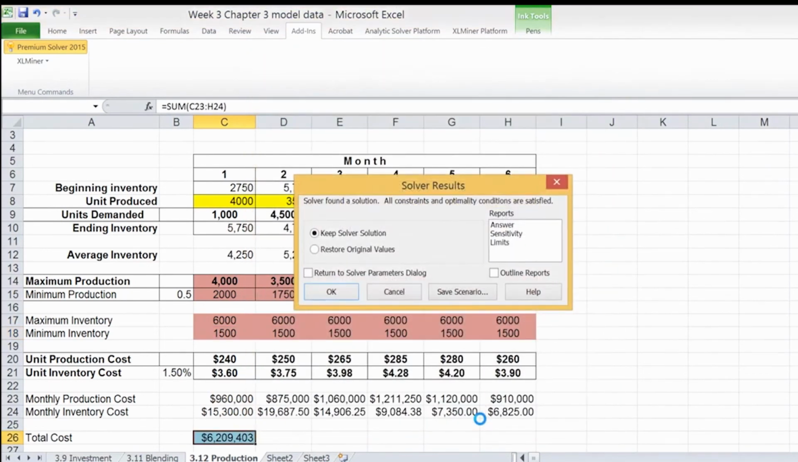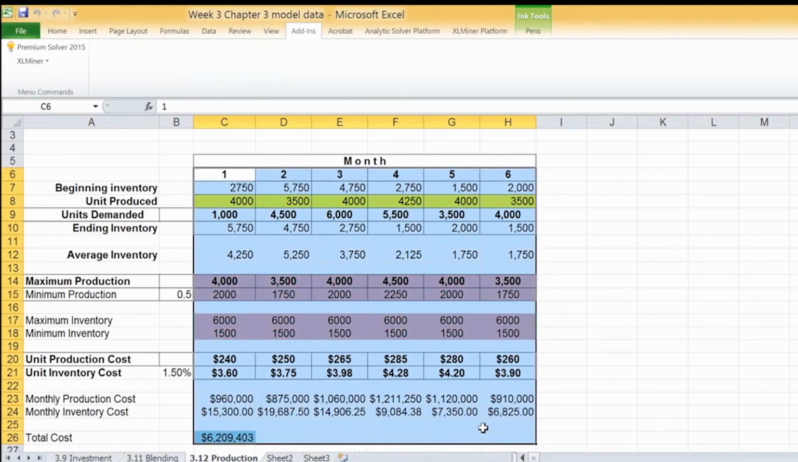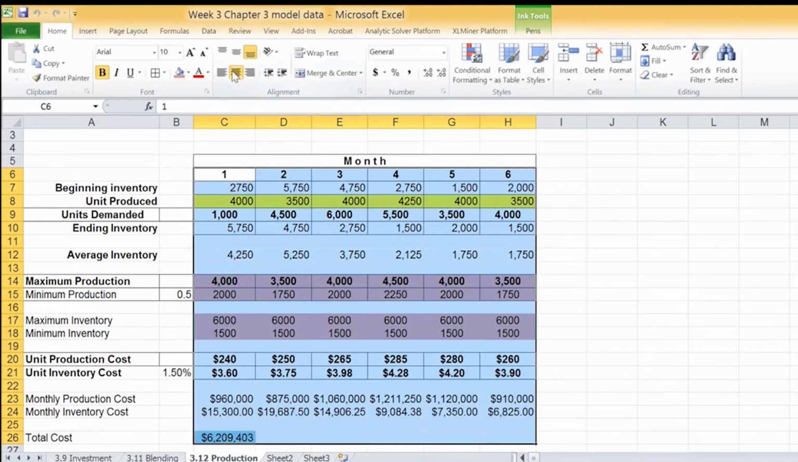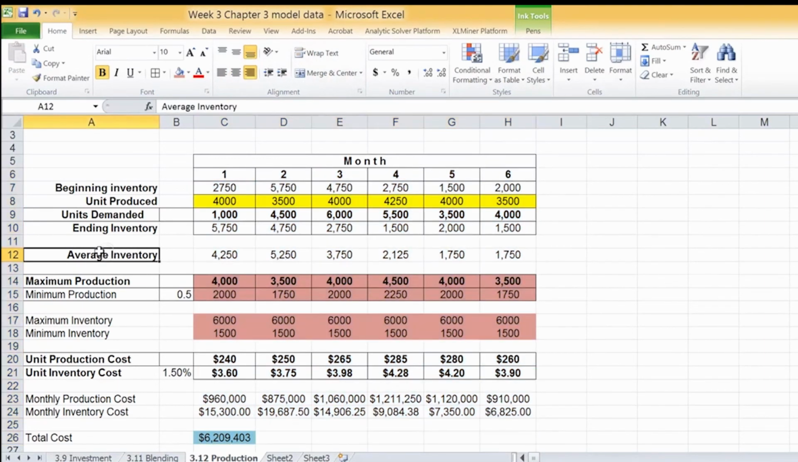Then here, change it to the LP algorithm and solve. Skip guidance. Okay, so we find the solution. All constraint optimality conditions are satisfied. Okay, that means we find it. I'm just going to put all of them here. Okay, then you can do the cosmetic work yourself.